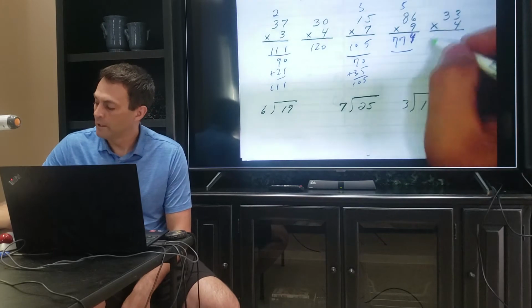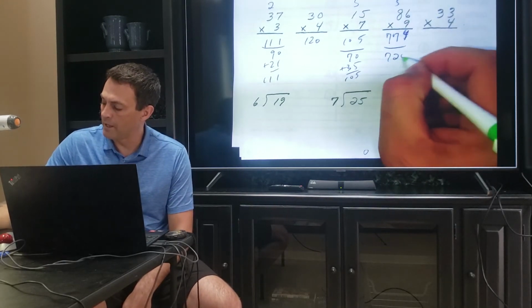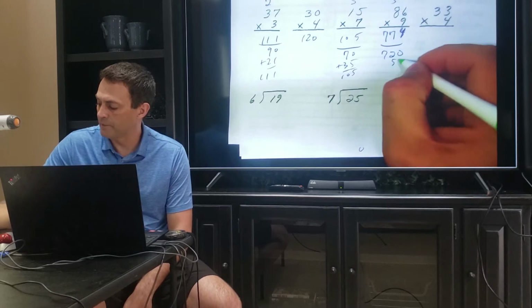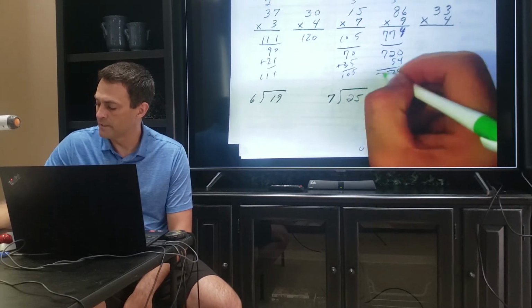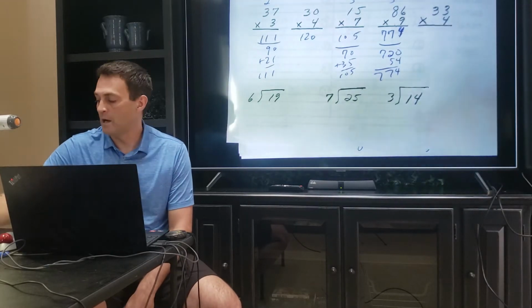All right. 9 times 80 is 720. 9 times 6 is 54. 4, 7, 7. 774, 774. There you match up.